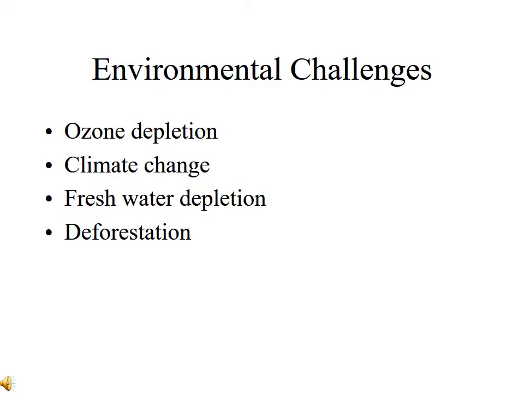Now let's look at the environmental challenges that we have to meet to maintain the viability of our ecosystem. We have ozone depletion, we have global warming, we have freshwater depletion and deforestation. We'll focus predominantly on ozone depletion and global warming because those are important topics that we are continuously bombarded with.